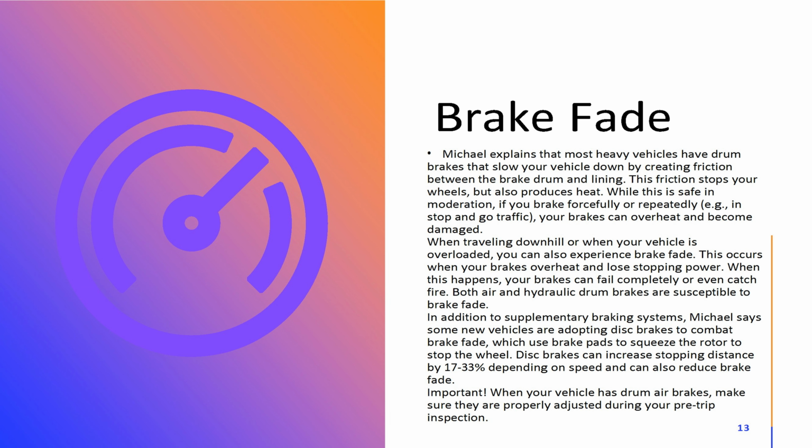Brake fade. Michael explains that most heavy vehicles have drum brakes that slow your vehicle down by creating friction between the brake drum and lining. This friction stops your wheels but also produces heat. While this is safe in moderation, if you brake forcefully or repeatedly, e.g. in stop-and-go traffic, your brakes can overheat and become damaged.